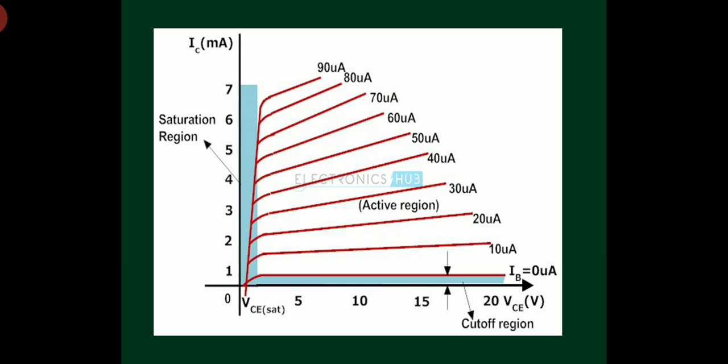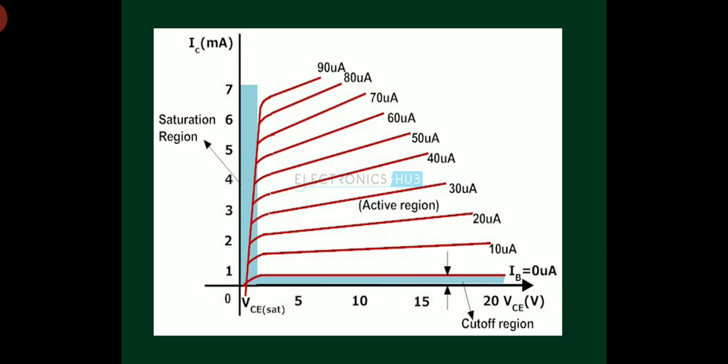Means the width between IB equal to 0 microamp and IB equal to 10 microamp is not equal to the width between 10 microamp and 20 microamp and so on. Okay, it is somewhat exponential graph we will get. A curve is drawn between output current IC and output voltage VCE at constant input current IB.